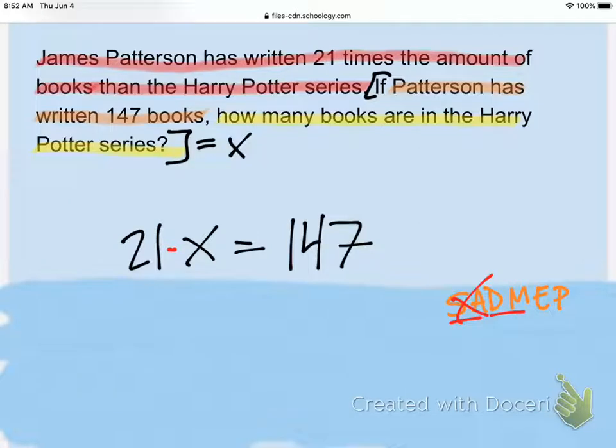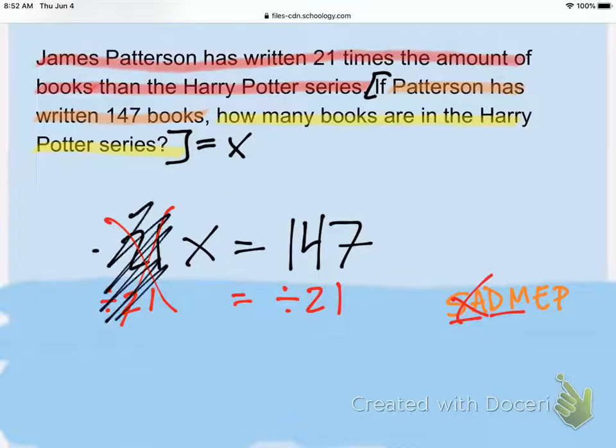Yes, this is 21 times x. So I'm going to do the opposite. Divide by 21 is equal to divide by 21. Perfect, I cancel that out. Notice that now this is gone, and all that's left is x. So all I'm going to get is x equals.